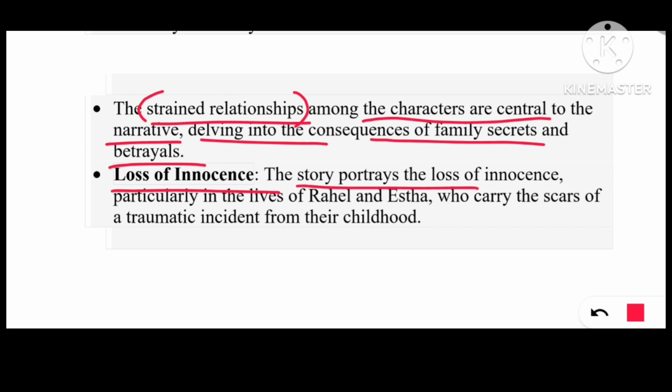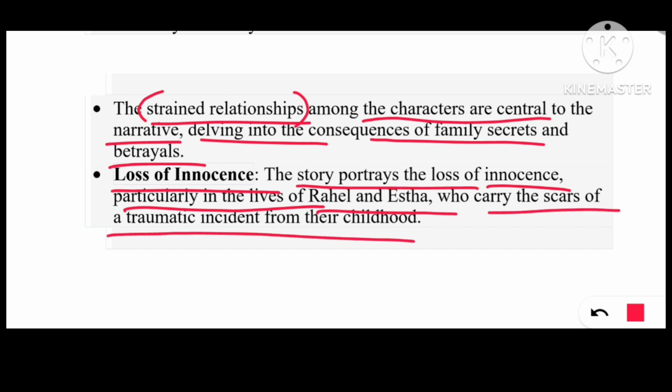The story portrays the loss of innocence, particularly in the lives of Rahel and Estha, who carry the scars of a traumatic incident from their childhood. During childhood, something happened. Therefore, both the characters are seen in trauma. They are not happy with their present. Therefore, they keep on searching for love, and their expectation from others increases.